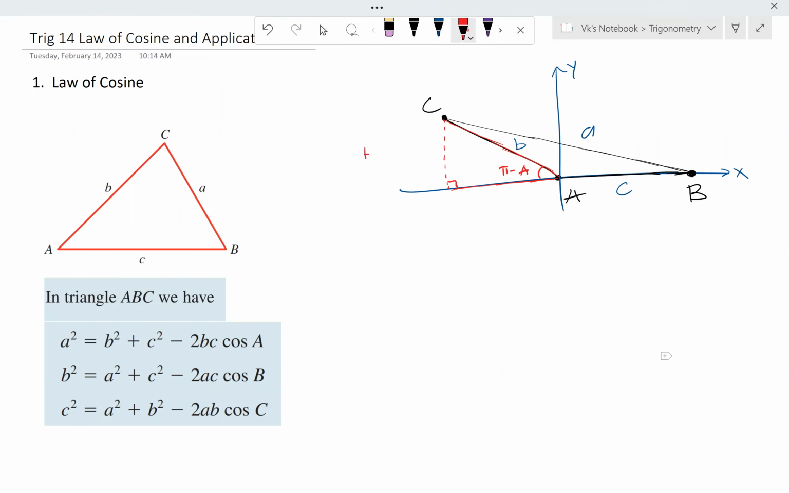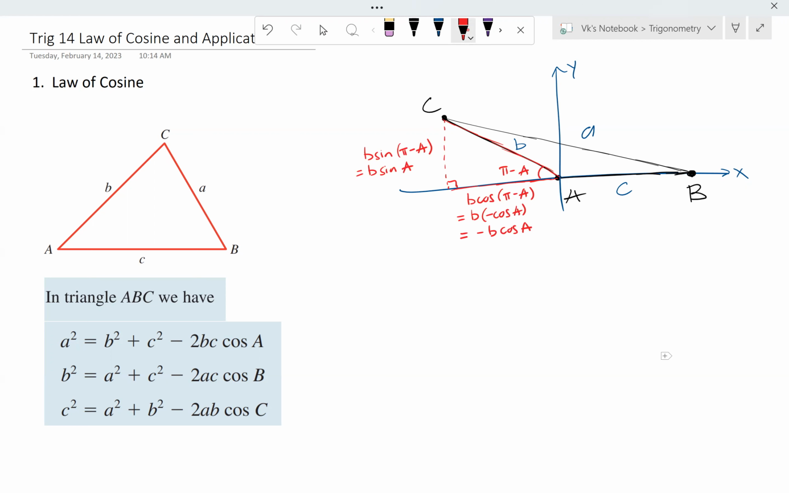So we have b sine of pi minus A, and we use a property of triangles. Sine of pi minus A is exactly sine of A. The adjacent side is going to be b cosine of pi minus A. Using the property of triangles, cosine of pi minus A is negative cosine of A, which is minus b cosine A.